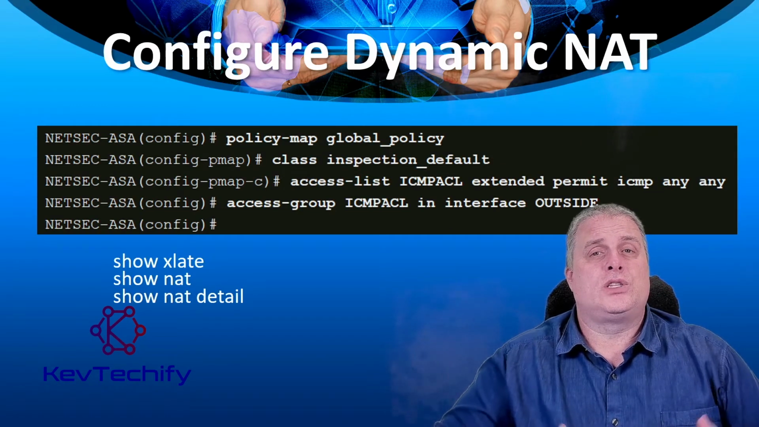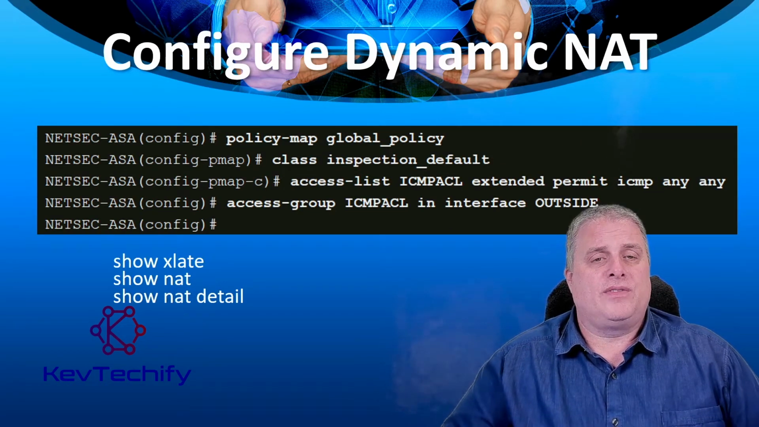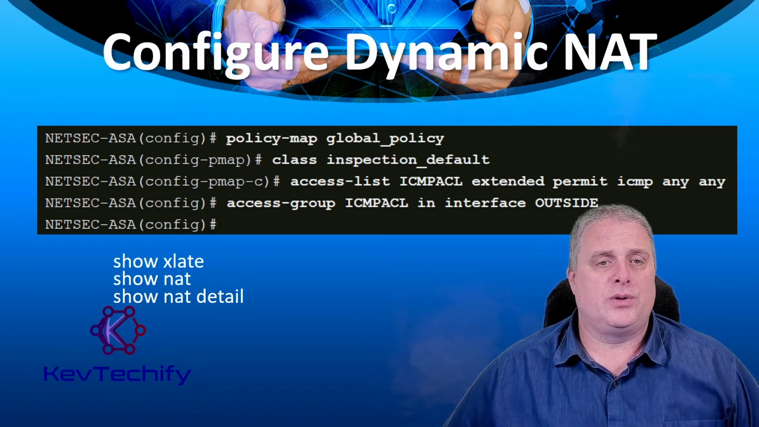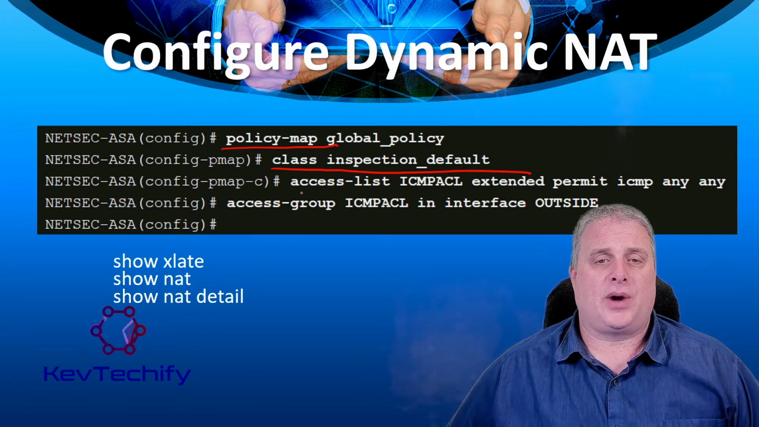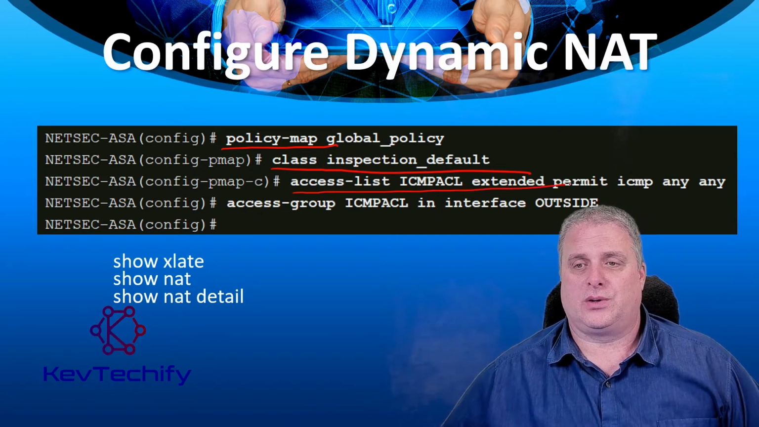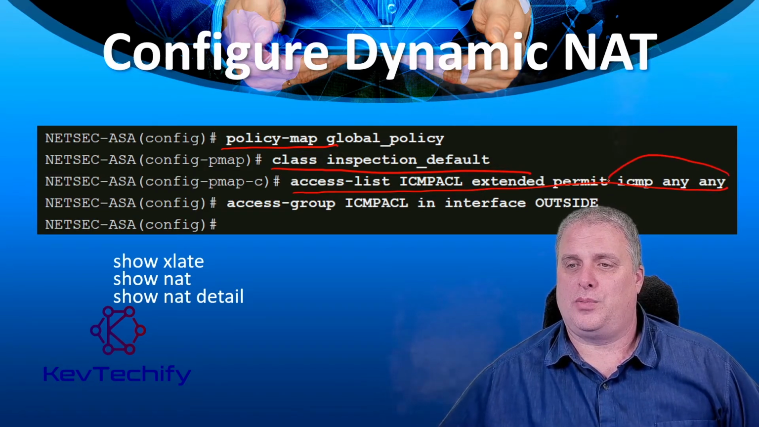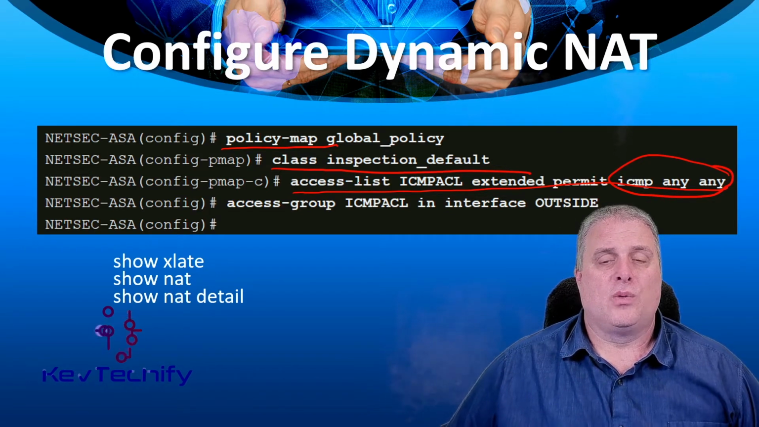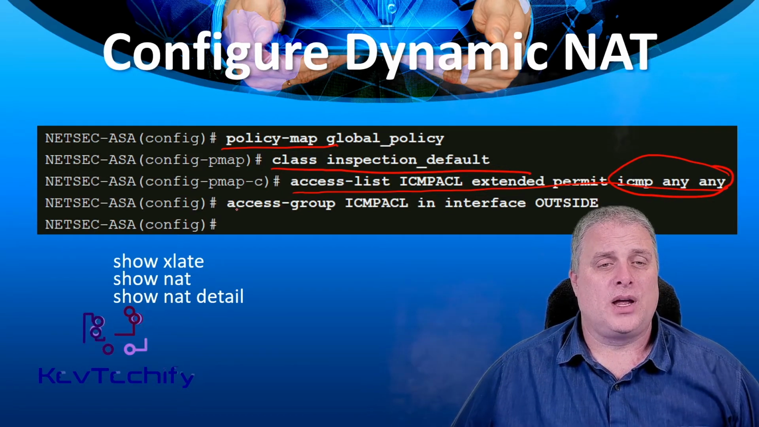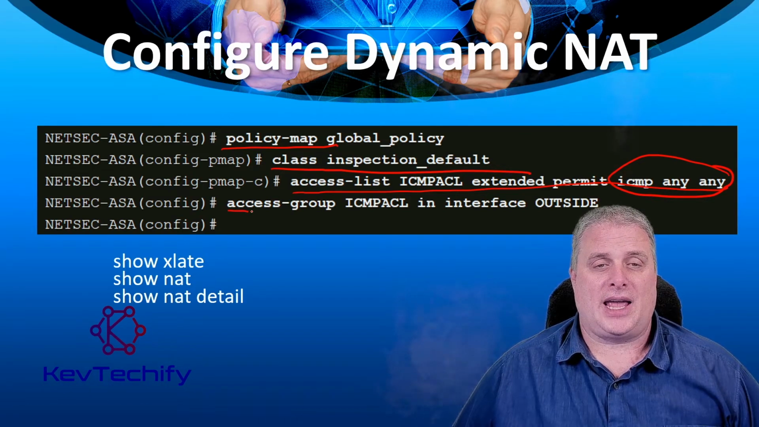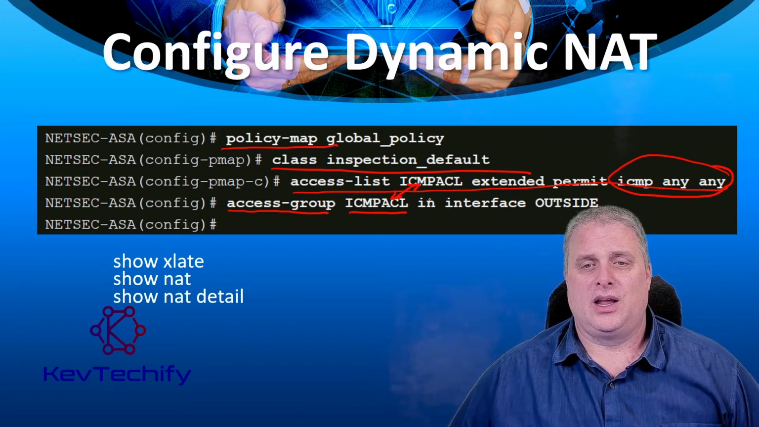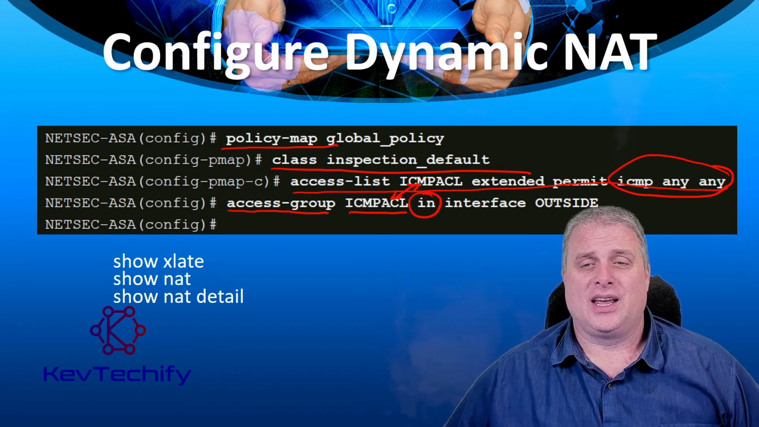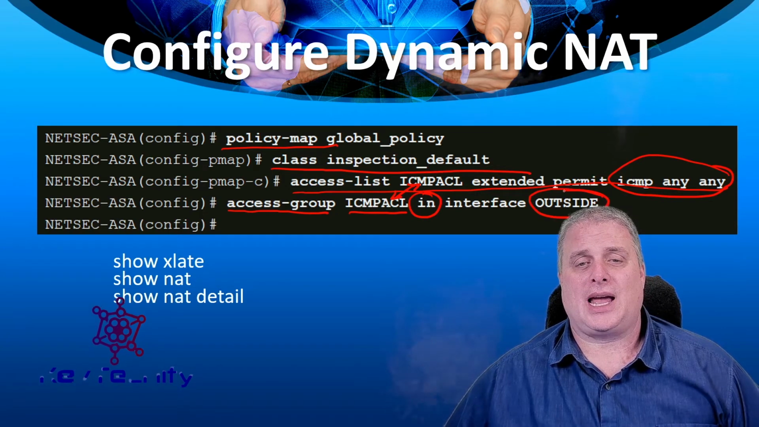To allow inside hosts to ping outside hosts, we have to do a little bit of configuration. First thing we have to do is set up our policy map. Then we look at our classes. We set up our access list with our access control entries. So we use an extended ICMP ACL, permitting any ICMP traffic. Once we have our access list set up, then we can go ahead and apply it to the interface. We use the access-group command with the name of our access control list that matches what we just created. We are going to apply it to inbound traffic on the interface named outside.